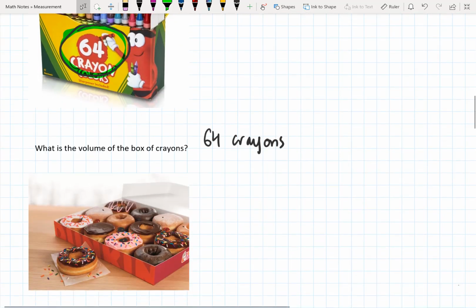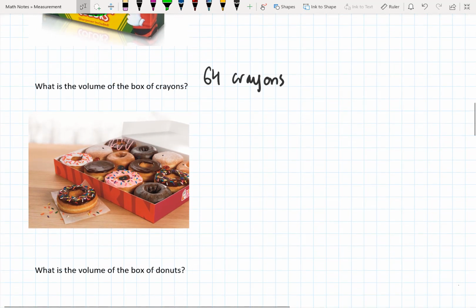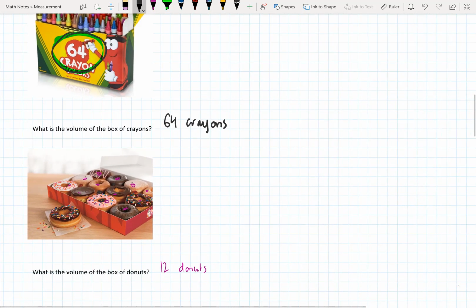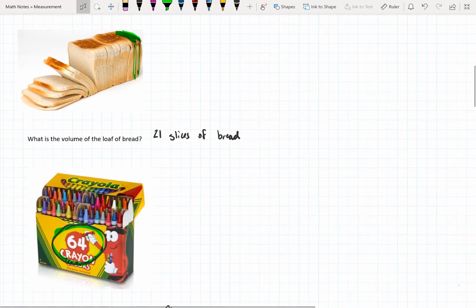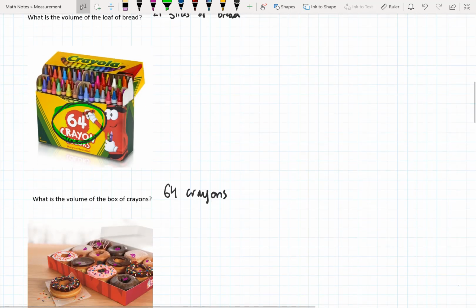Now moving on to the next one, here's a box of donuts. What is the volume of this box of donuts? Well, you can simply count the donuts. 1, 2, 3, 4, 5, 6, 7, 9, 10, 11, 12 donuts. That is the volume of this box of donuts. So our units for each of these measurements were donuts, crayons, and slices of bread.